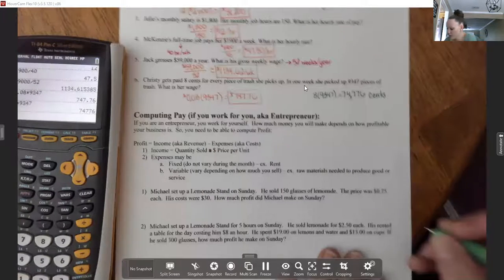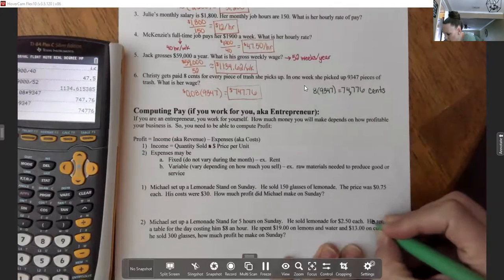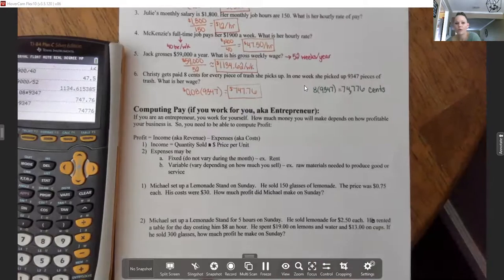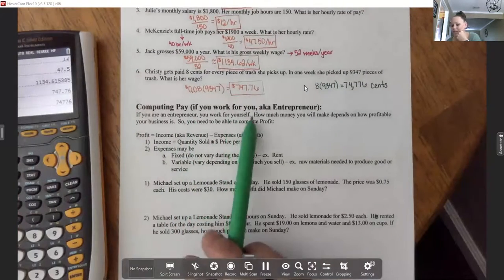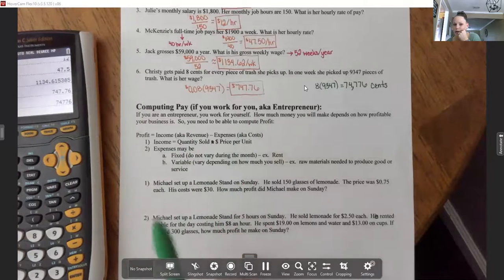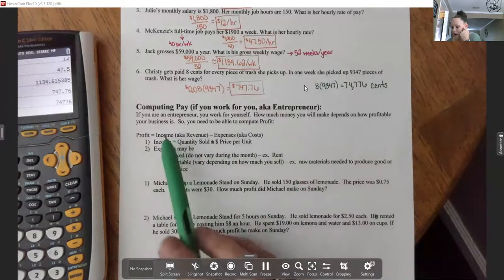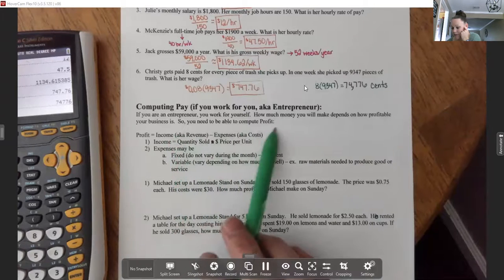Okay. This has a couple of typos that I fixed after I printed it. So now we're going to do 2 more down here. That's computing pay if you work for yourself, so if you're an entrepreneur. How much money you make depends on how profitable your business is. So you need to be able to compute profit.